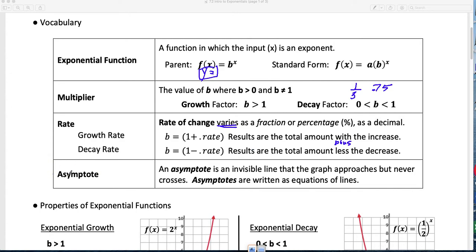Okay, this word we are going to use today a lot. And we're going to look at the graph of exponential functions. This word is asymptote. And an asymptote is an invisible line. It's not part of the graph. It's an invisible line that the graph is going to approach, but it is never going to cross. And asymptotes are written as equations of lines. In this case, we're going to write equations of horizontal lines. So they're going to be y is equal to some number because they're horizontal lines. Get rid of this.